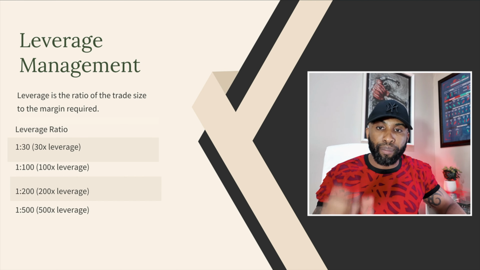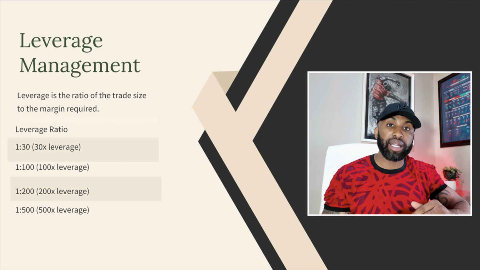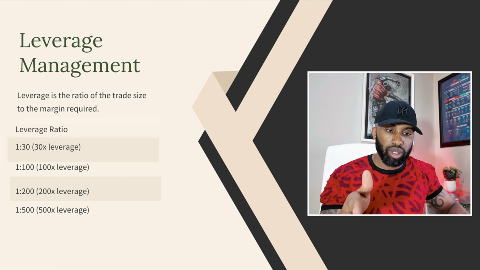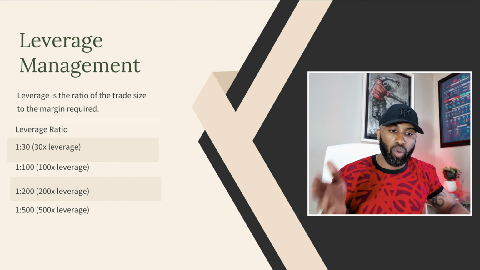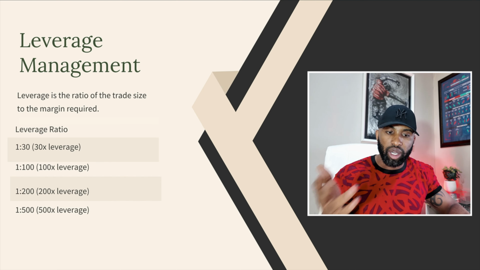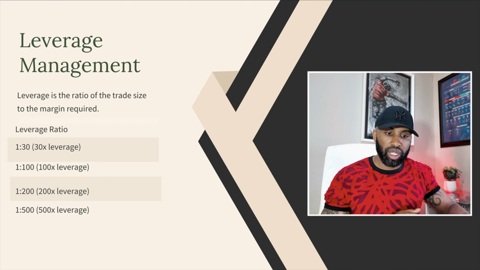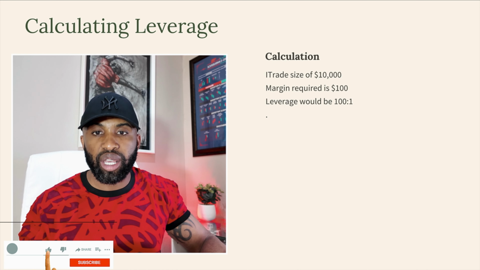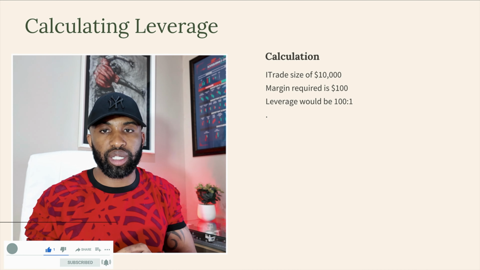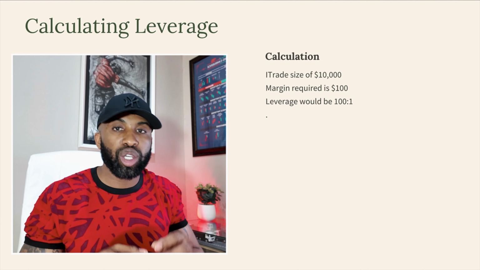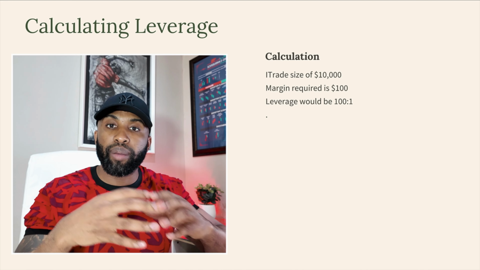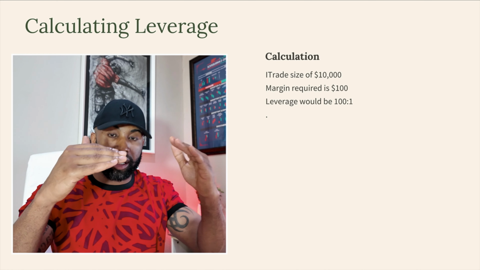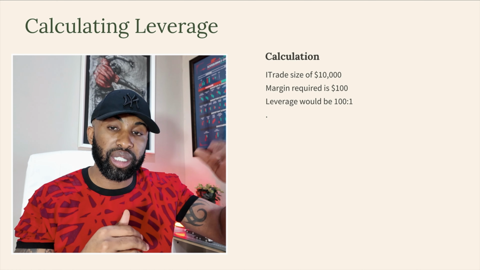It represents the amount of borrowed capital used to finance a trade. So we have several leverage ratios, and popular ones are 1 to 30, which is 30 times leverage, 100 times leverage, 200 times leverage, 500 times leverage, and so on. Now, calculating leverage. If you have a trade size of $10,000 and the margin required is $100, your leverage would be 100 to 1, meaning that you can control $10,000 with just a $100 margin. So as the leverage reduces, the risk reduces, and as it increases, the risk increases.